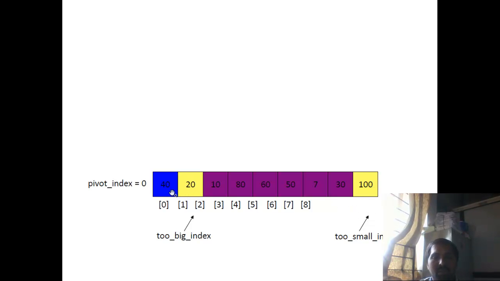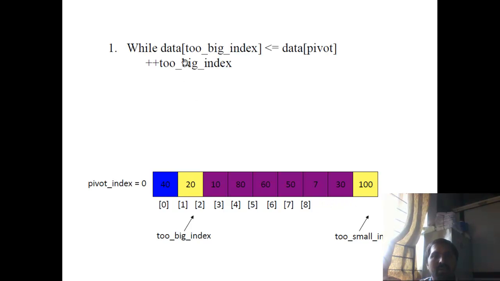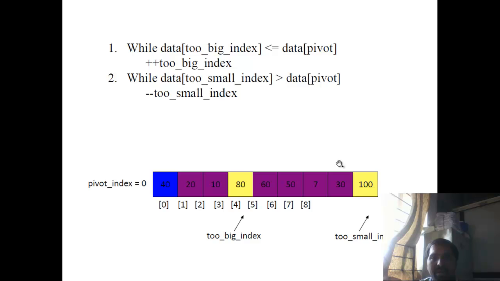Okay, so 20 is not bigger than 40. While data of big index is less than or equal to data of pivot, 10 is also less than 40, and 80 is greater than 40. So we can fix the index of this one, and then again we come to the right side. On the right side we need to identify the element smaller than the pivot. So 100 is not smaller than pivot and 30 is smaller than pivot. Then we can fix the position of the small index.